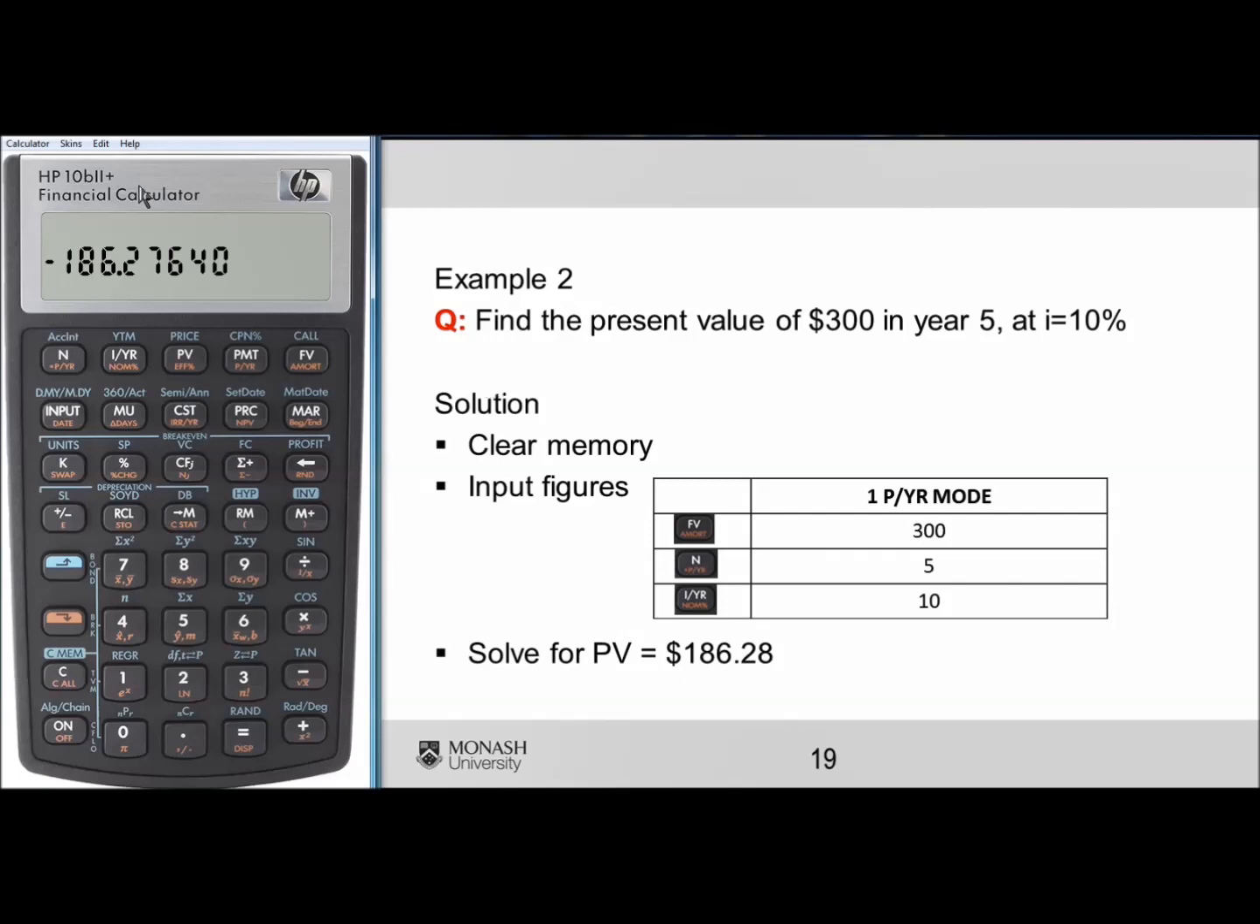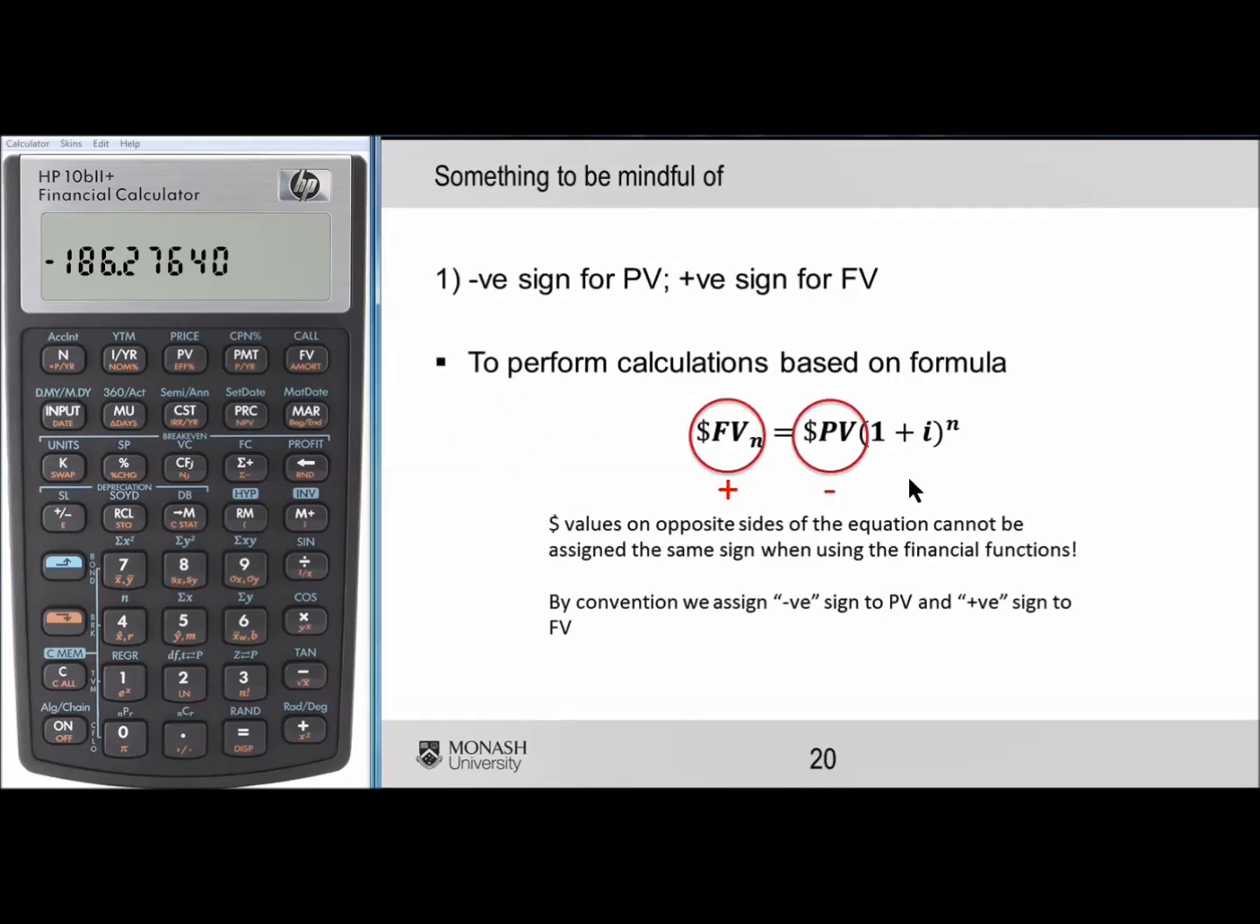Note that you will see a negative sign in front of the answer. Ignore the negative, and your final answer is a positive number 186.28. The negative is shown here because that's the language of the calculator, indicating that the PV and FV is in the opposite side of the formula. If you enter FV as a negative, you will get a positive PV. So this is something to be mindful of.